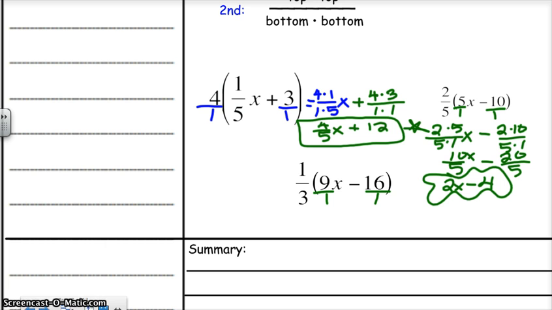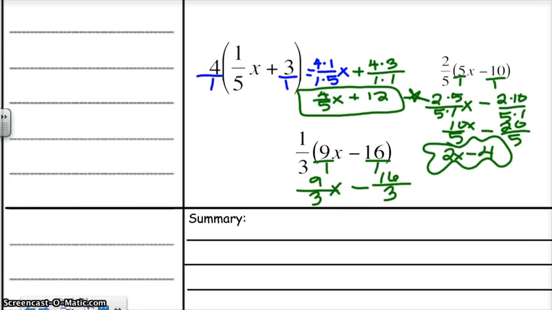I just go top times top, 1 times 9 is 9, over bottom times bottom, 3 times 1 is 3, put the x out there, minus top times top, 1 times 16 is 16, over bottom times bottom, 3 times 1 is 3. I can simplify. 9 over 3 is what? It's not 1/3, it's just 3. 3x minus 16/3, leave it. I can't simplify 16/3, so I'm just going to leave it.